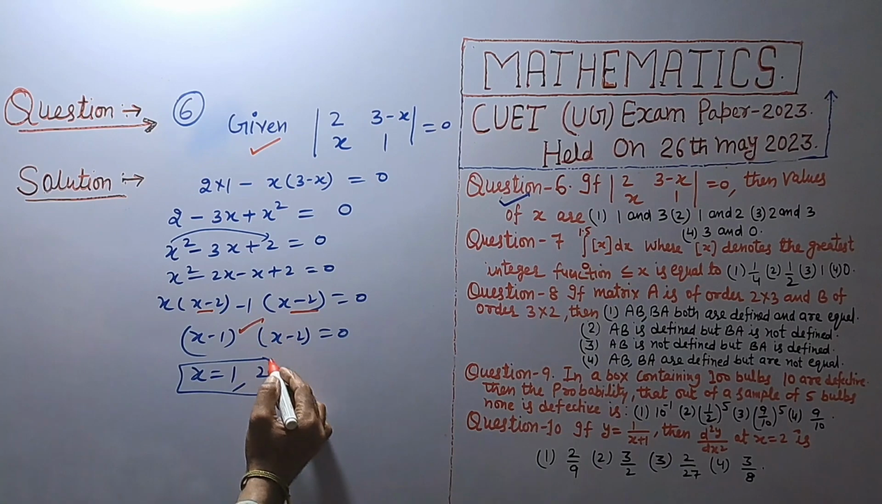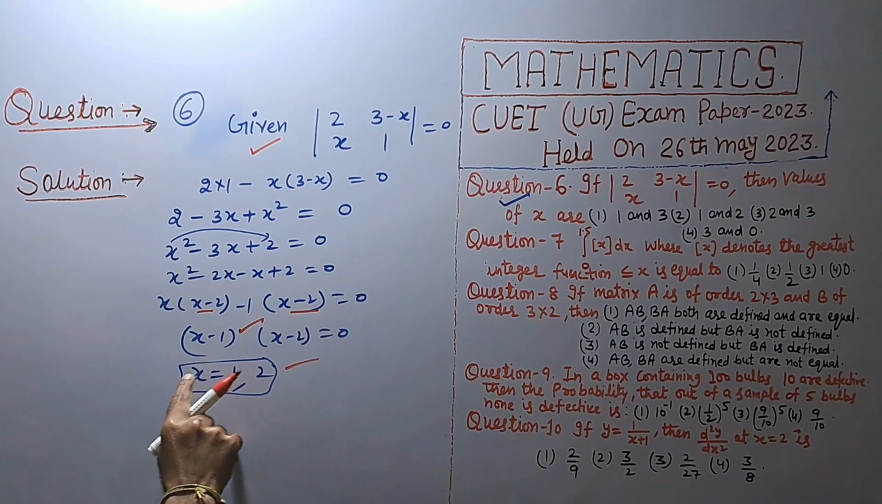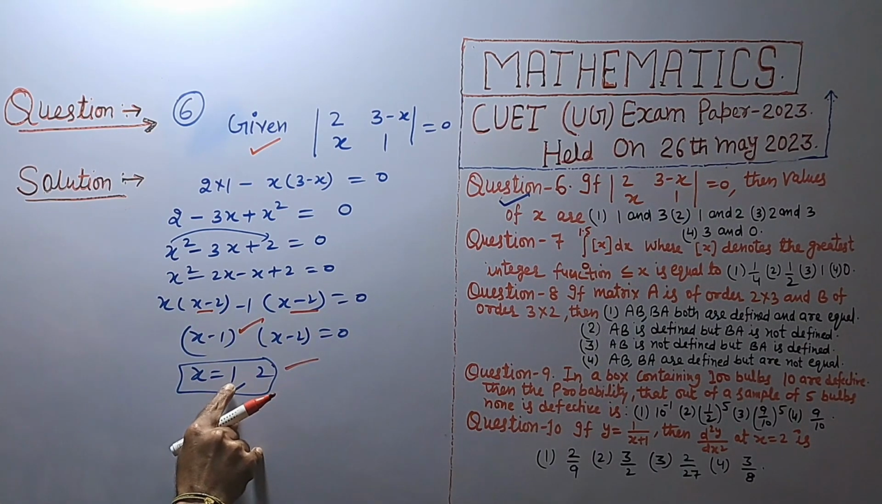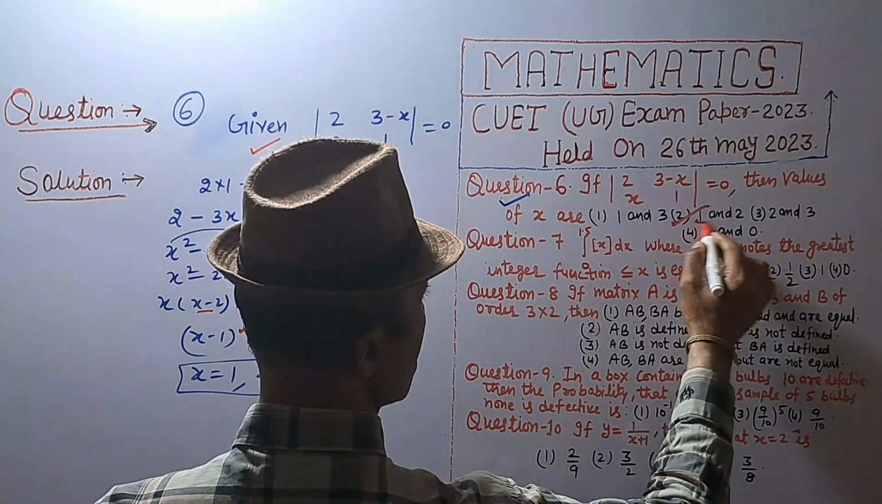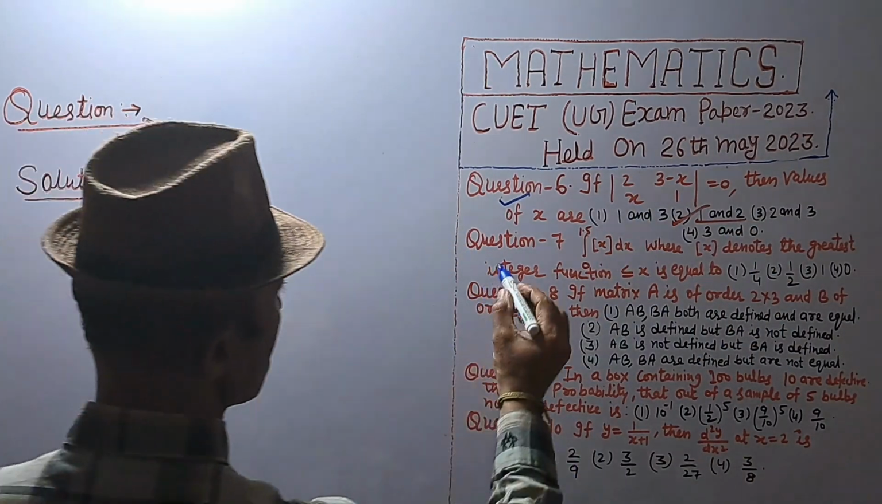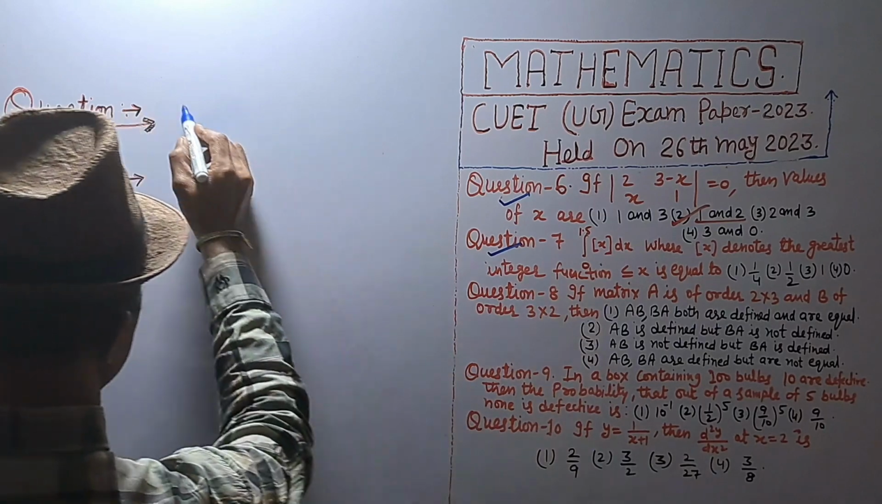X minus 1 equal to 0, x minus 2 equal to 0, which implies x is equal to positive 1, positive 2. That is option number 2. Option 2 is the correct answer. Question number 7.